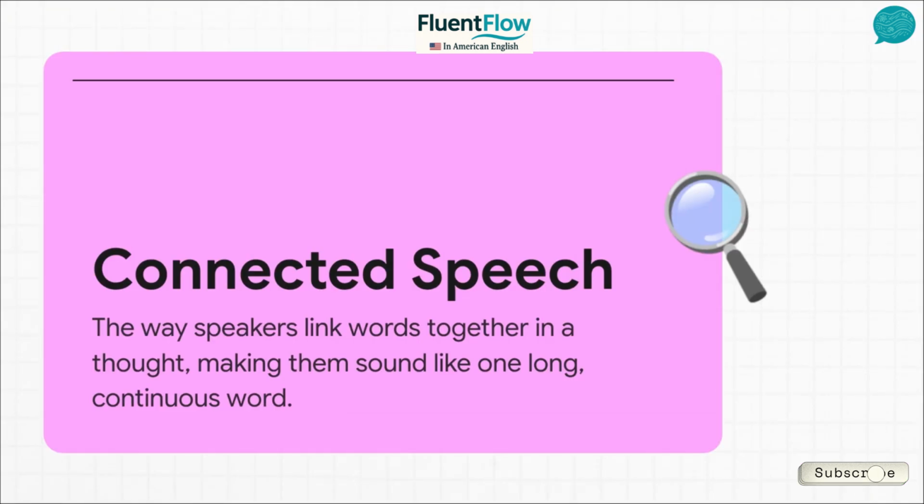Okay, think of connected speech as the invisible glue that holds our sentences together. In English, we don't really speak word by word. Instead, we speak in thought groups. We link words together that belong to a single idea, making them flow into one continuous sound. This is probably the most important technique for sounding smooth instead of, well, robotic.